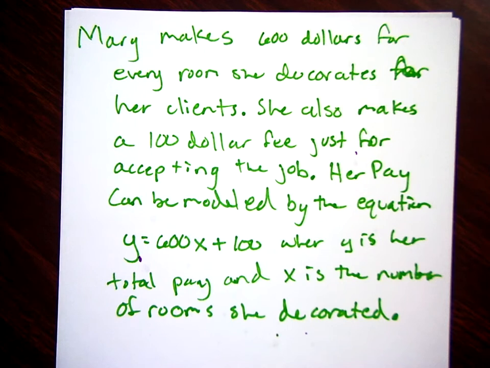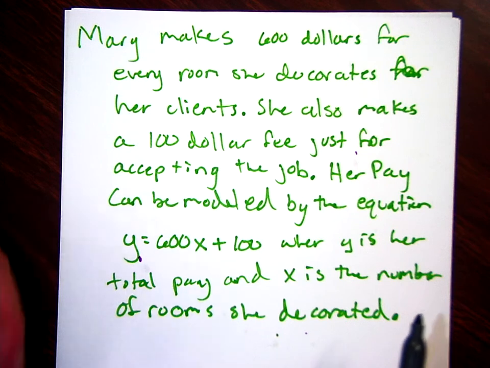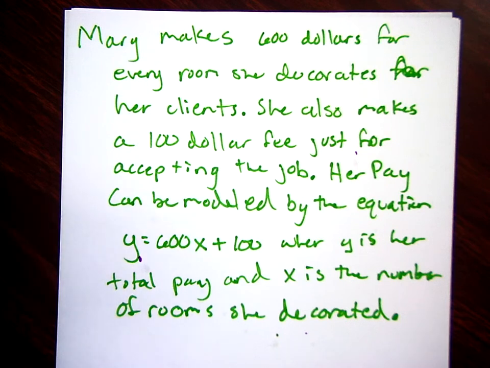So in this one, this is going to be from an equation. And we're looking at Mary. Mary's a pretty accomplished interior designer, and she makes $600 for every room she decorates. Every room she puts her stamp of approval on, she makes $600.